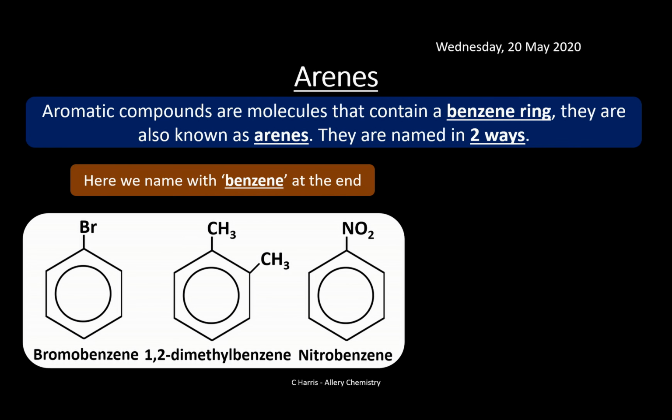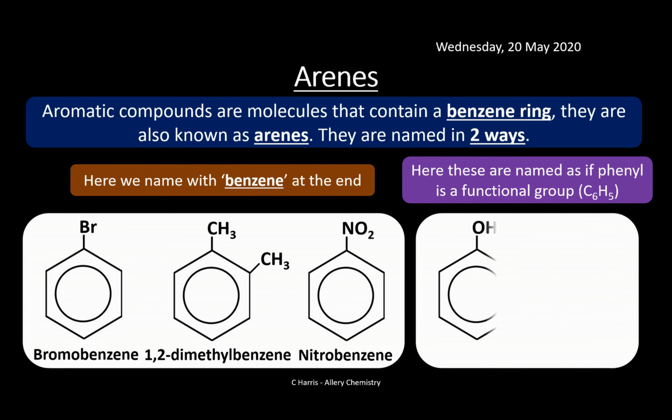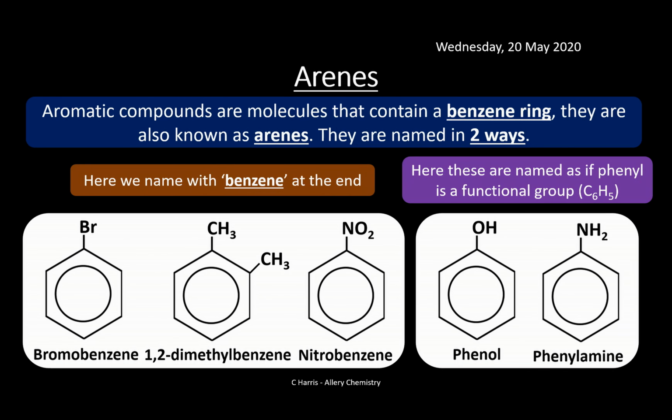There are other ways as well, which use phenol. These are named as if the phenol is the functional group. Phenol is a benzene ring with an OH on it, so benzene with a hydroxy group is called phenol. A classic example is phenylamine. For the amine, you don't put benzene at the end. Whenever you see an amine group bonded to a benzene ring, you call it phenylamine. That's the specific example that you need to know.